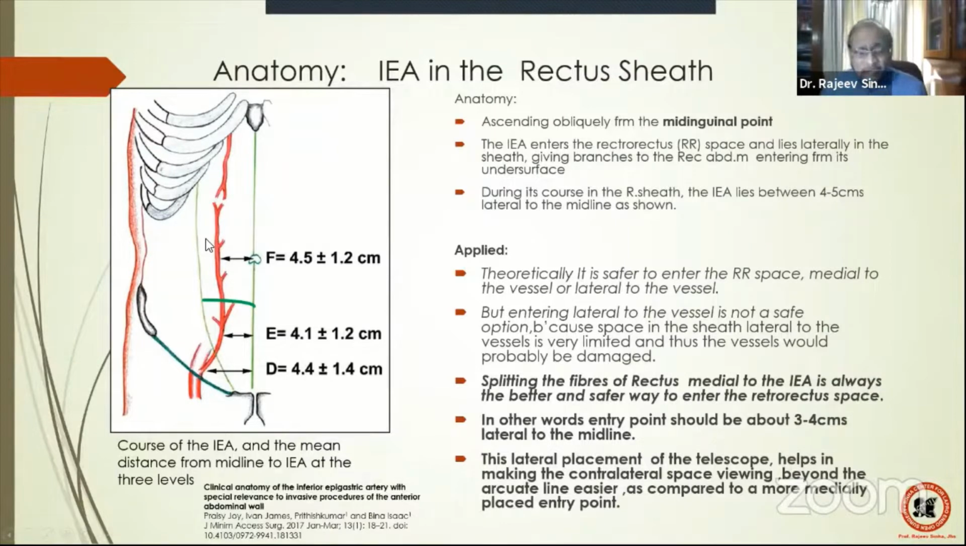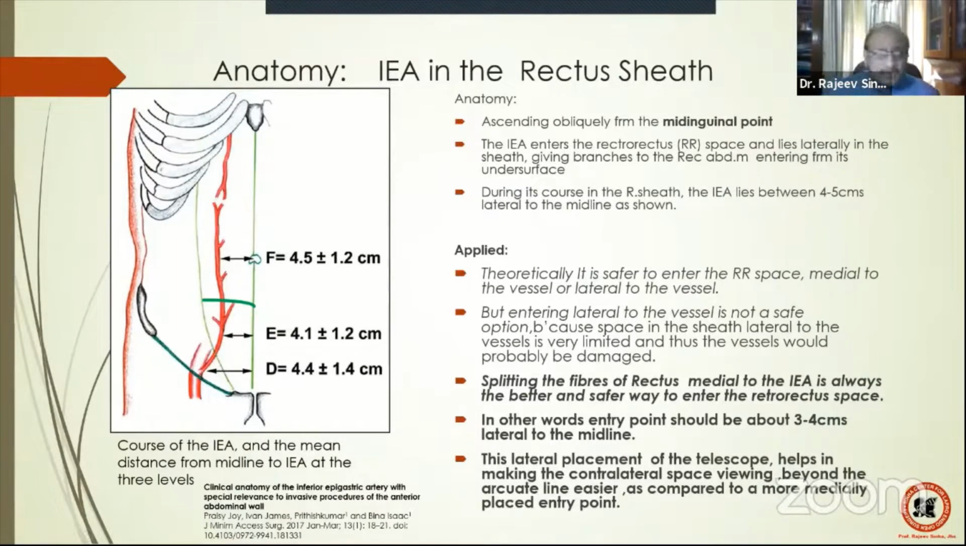Now, entering lateral to the vessel would be slightly problematic because the space out here is limited as compared to the space medial to the vessel. And that is why the best method of entering the sheath is medial to the vessel by splitting the fibers of the rectus abdominis. So splitting the fibers of the rectus medial to the inferior epigastric is always better and safer. And the entry point should be 3 to 4 centimeters lateral to the midline. So if you're entering 3 to 4 centimeters here, the inferior epigastric is lateral. So you're entering in this area, and you're not liable to damage the inferior epigastric artery, right?